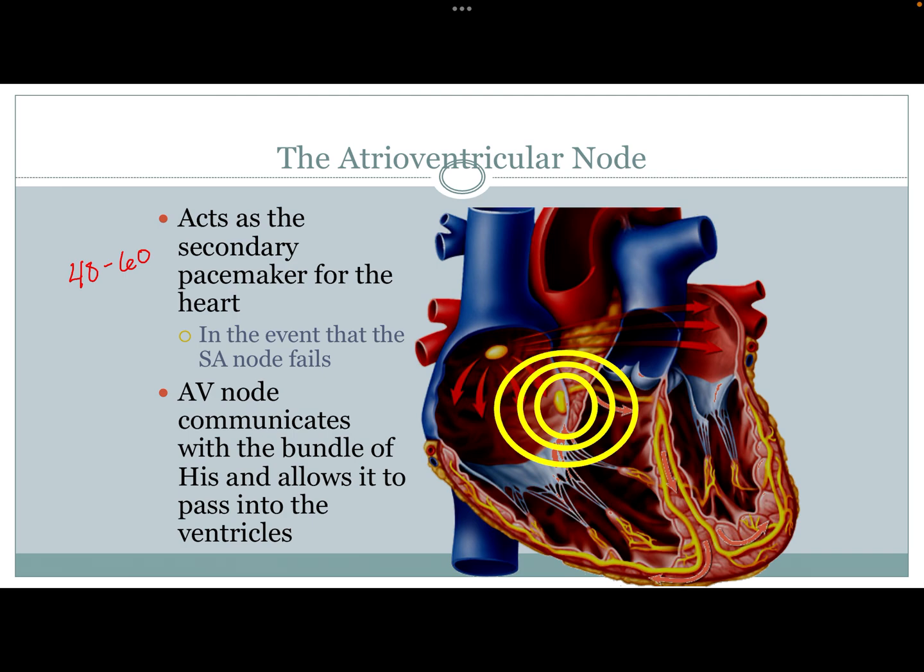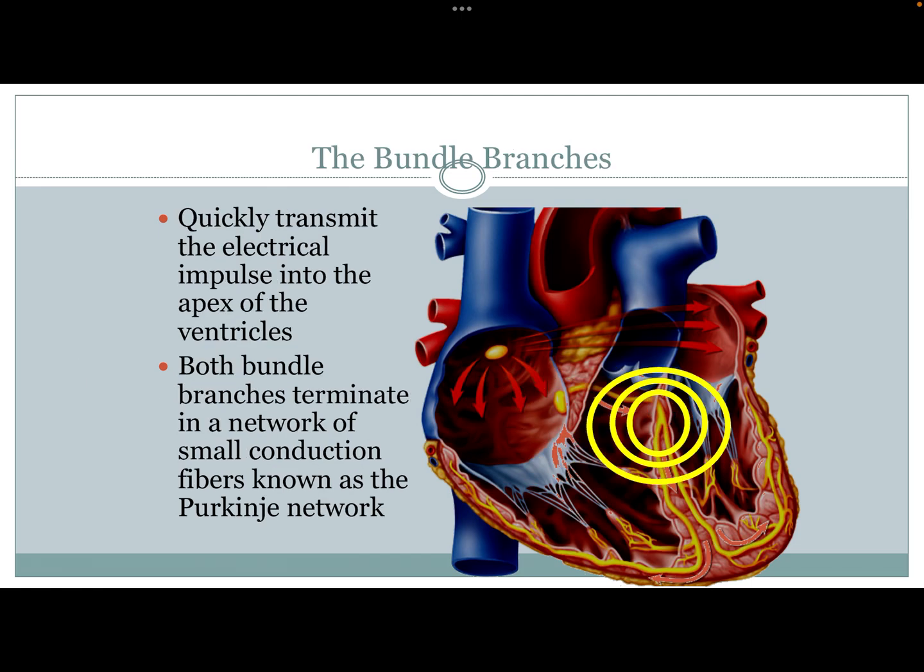The AV node communicates with the bundle of His. Remember, it's over here. There's our bundle of His. And those two are very close together. And that will allow that electrical impulse to travel down the bundle branches and into the ventricles. So that bundle of His is another area we have, also sits at an intrinsic rate of 40 to 60 beats per minute. There it is.